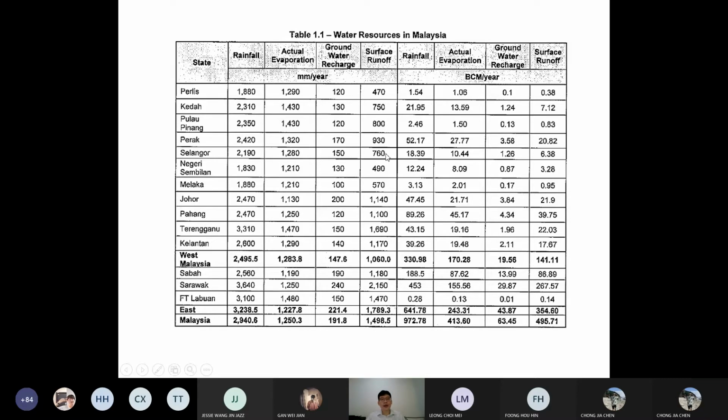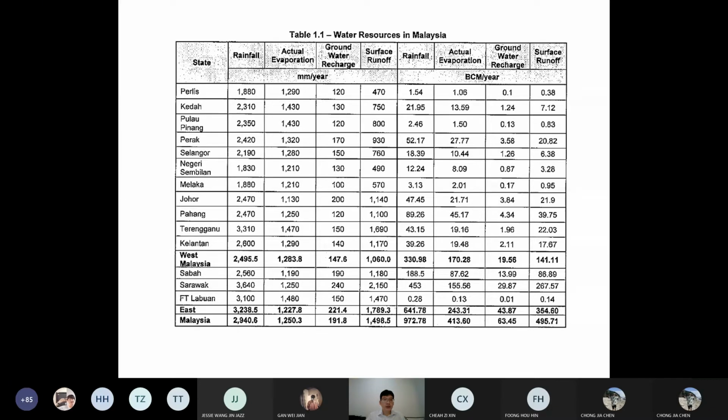And the runoff in Selangor, they measure the stream, the flow in the river stream. They get the number as 760. You can make the simple calculation of 760 divided by 2190. So the runoff coefficient is about 35%.